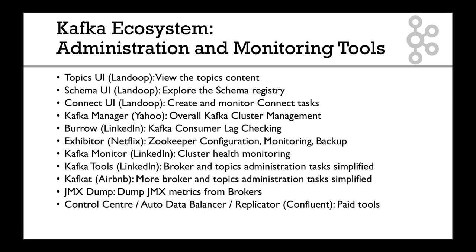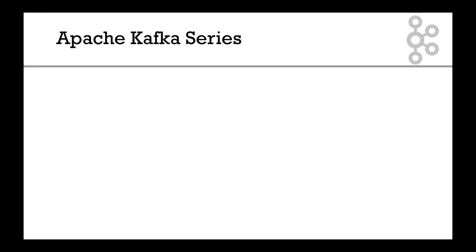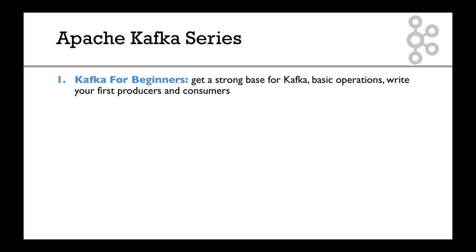So as you can see, the Kafka ecosystem is huge. There's a lot to take on. I want to give you a quick high-level overview. And now you may be like, where do I start? What's the deal? So the Apache Kafka series. What you're seeing right now is Kafka for beginners. And this is 4 hours of content to get a very strong base for Kafka. Understand the basic operations, write your first producers, your first consumers, use the CLI, get the theory behind Kafka. And this is already a lot to take on and a lot of learning.